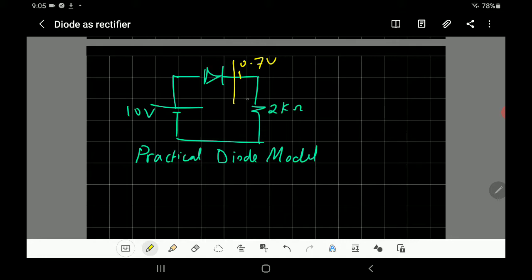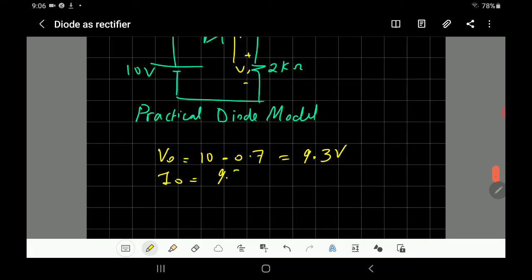So what is the voltage across the load? Well, this will be like a short circuit. You have 0.7 volt, you have 10 volt, so the voltage across the load is not going to be 10 volt only. It's 10 volt minus the 0.7 volt, so it is going to be equal to 9.3 volt. And the current is going to be equal to 9.3 volt divided by 2 kilo ohm, which equals 4.65 milliampere. And it will be the same, the diode current is going to be 4.65 milliampere.